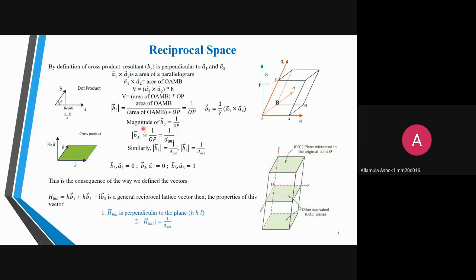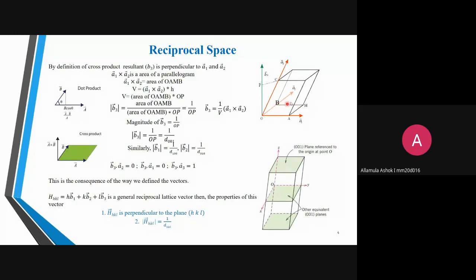So what is the magnitude of B3? To find that, we define B3 as the cross product of A1 and A2 divided by the volume. Here volume is the volume of the unit cell, a scalar quantity. From the standard definition of the cross product, A bar cross B bar is perpendicular to A and B, and its magnitude is equal to the area of the parallelogram, here OAMB. Therefore, the magnitude of B3 bar equals the area of OAMB divided by the volume of the unit cell.